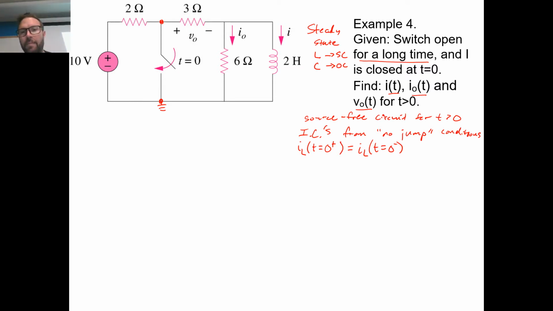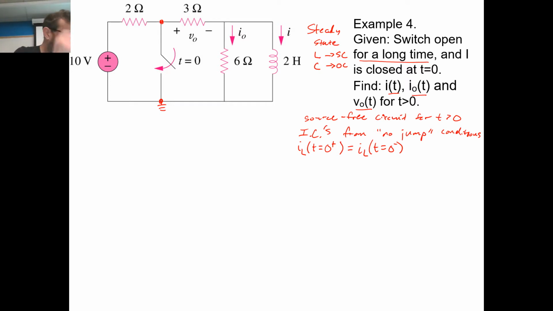Keep in mind that's for the inductor. The capacitor, of course, its current can jump all it wants. It can change rapidly. Same with the voltage across an inductor, that can change rapidly. But current through an inductor can't change quickly, and voltage across a capacitor can't change quickly.